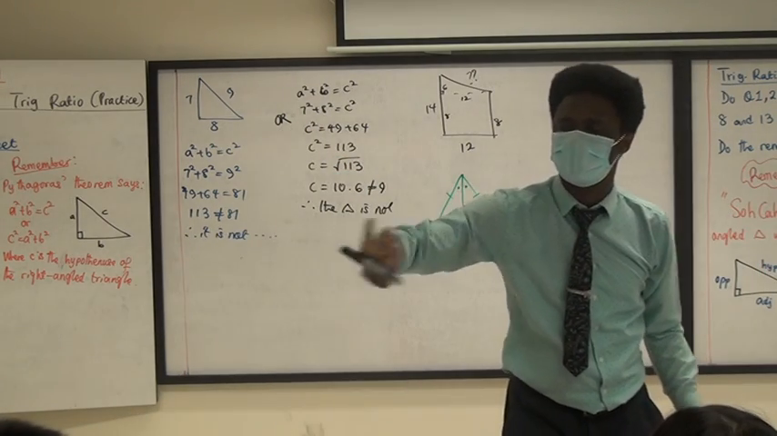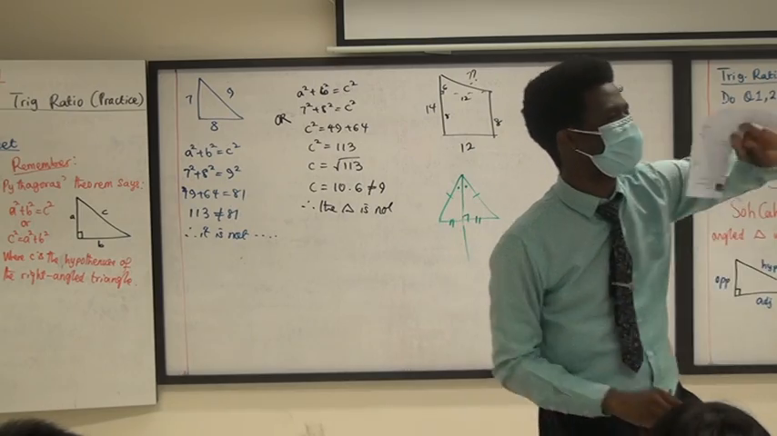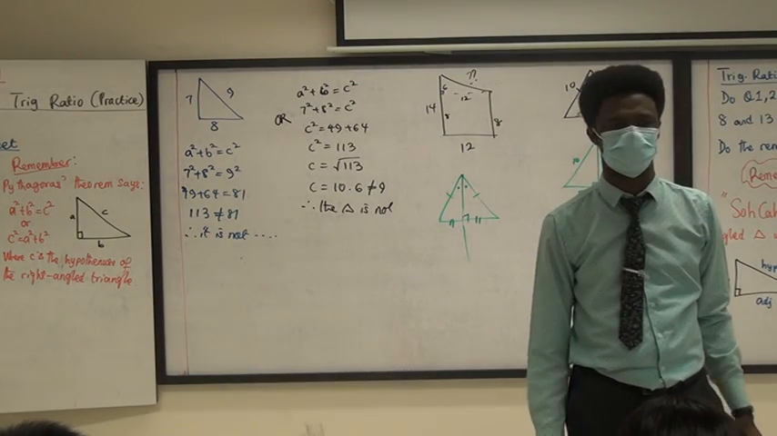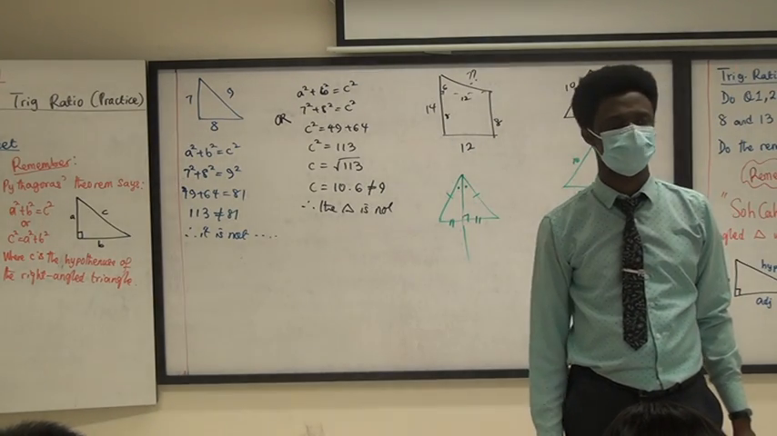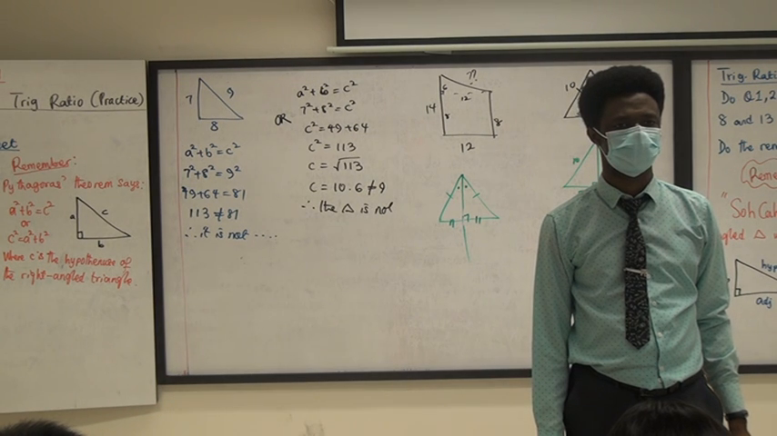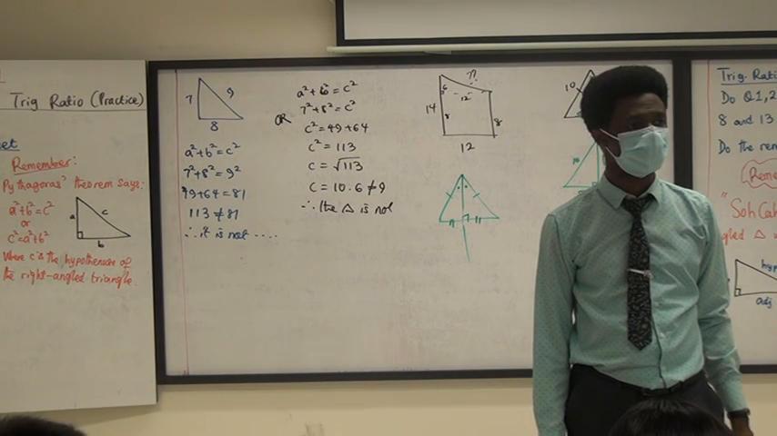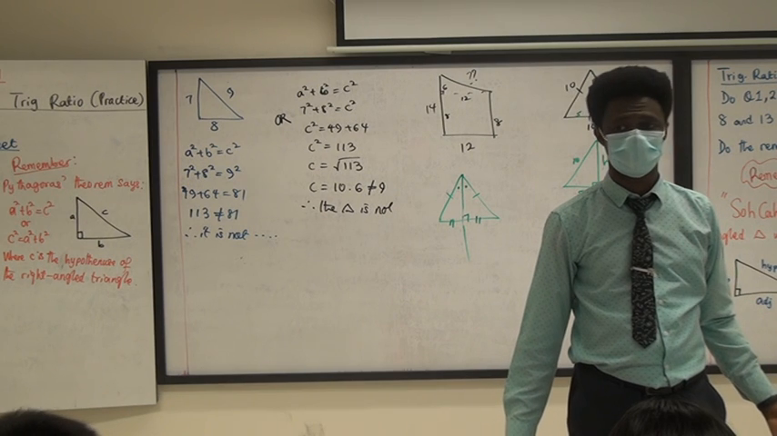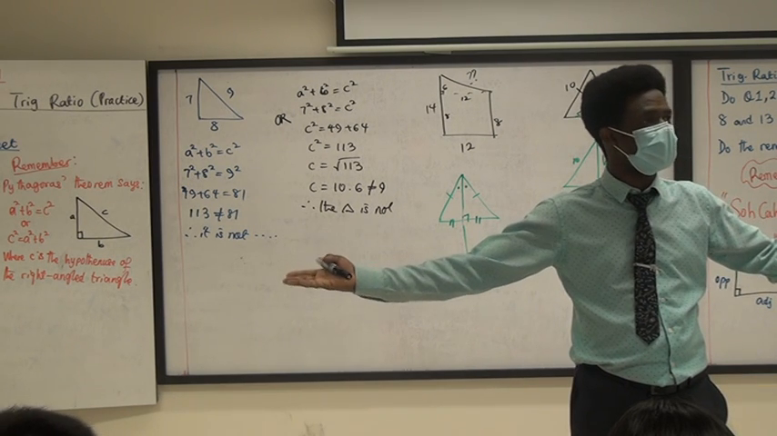Okay, let's flip it. Instead of sine 38, you do sine 52. You do cos 38 this time. Flip it. Is it the same? Just tell us the answer. 0.788. The same thing again.